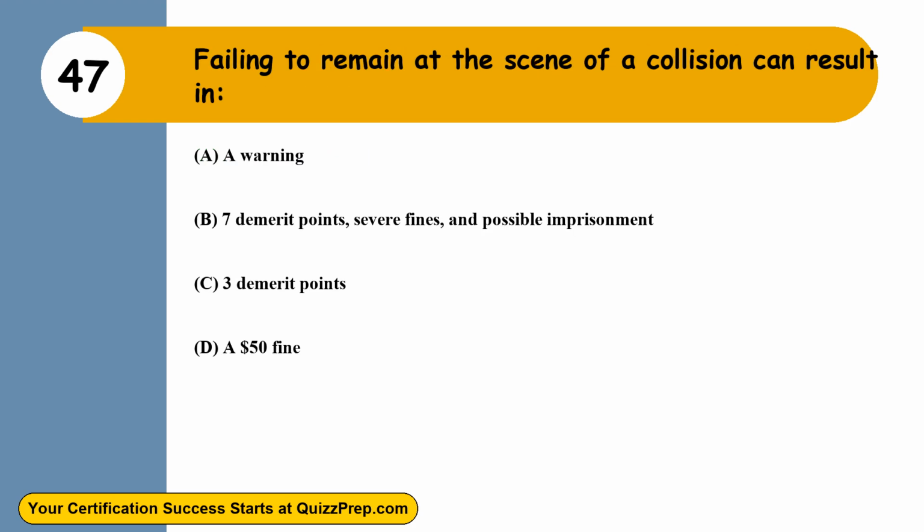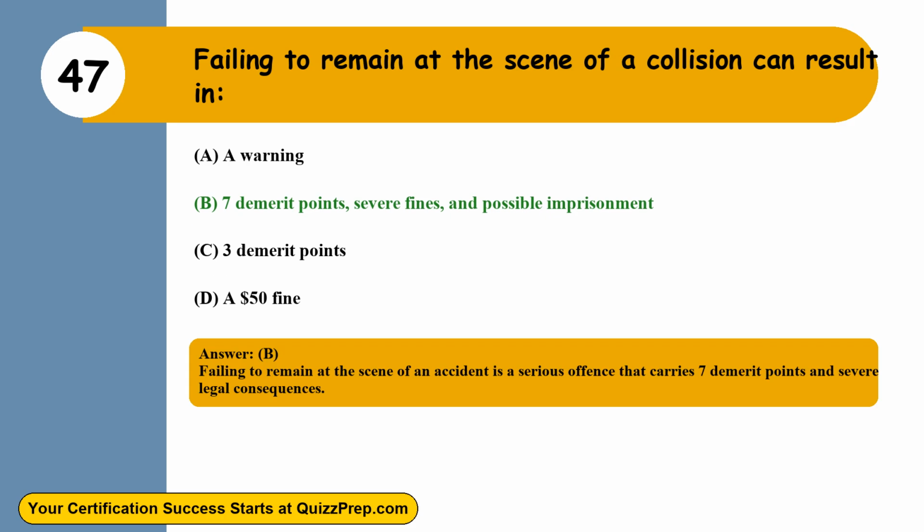Question 47. Failing to remain at the scene of a collision can result in, option A, a warning, option B, 7 demerit points, severe fines, and possible imprisonment, option C, 3 demerit points, option D, a $50 fine. The correct answer is option B, 7 demerit points, severe fines, and possible imprisonment. Failing to remain at the scene of an accident is a serious offense that carries 7 demerit points and severe legal consequences.